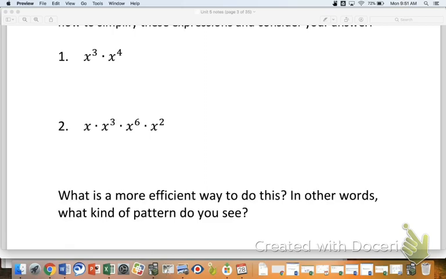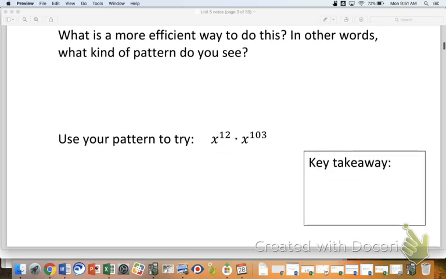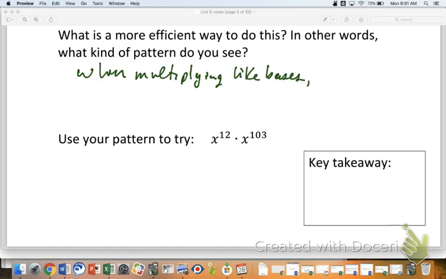But you added the exponents. What did we do with the bases? Like, what happened to the x itself? It stayed the same, didn't change. Okay, so what is a more efficient way to do this? What kind of pattern did you see? It's basically this. When multiplying like bases, what did we do with the bases again? Yep. Leave the base the same.